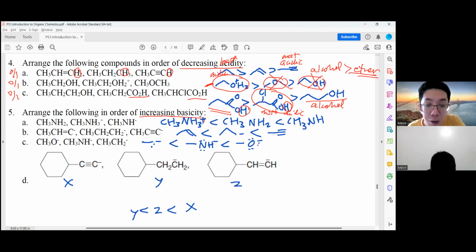Increasing. Okay, very good. Ammonium ion ito, no? So ammonium mo to, CH3NH3+. So acidic yan. Then susunod will be NH2. Very good. Amine lang siya. And then yung last one is an amide, no?